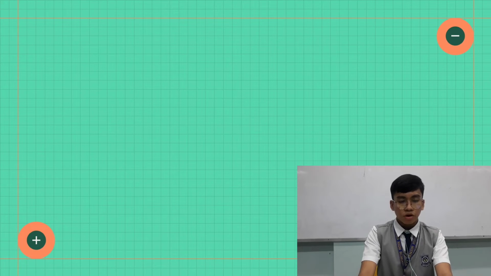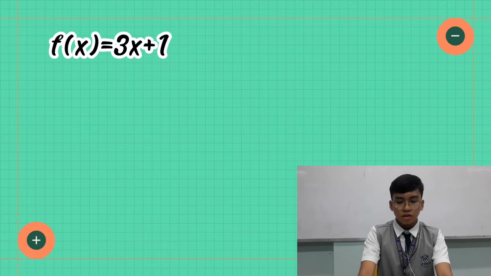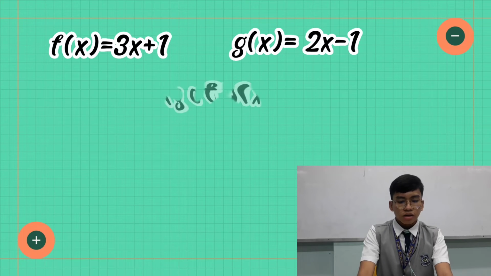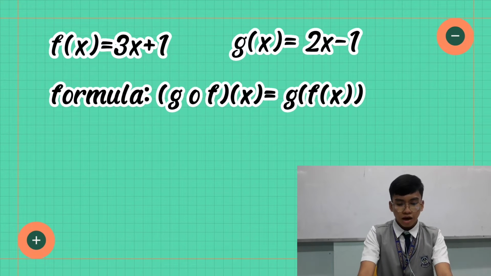There is another special operation called composition of function. We have this example. f(x) is equal to 3x plus 1. Then g(x) is equal to 2x minus 1. So we have this formula. (g of f)(x) is equal to g(f(x)).